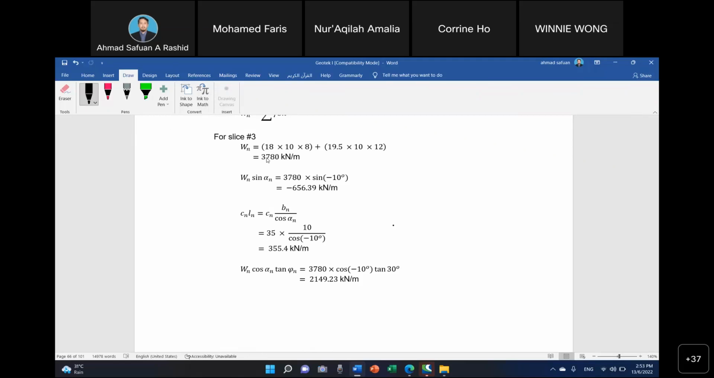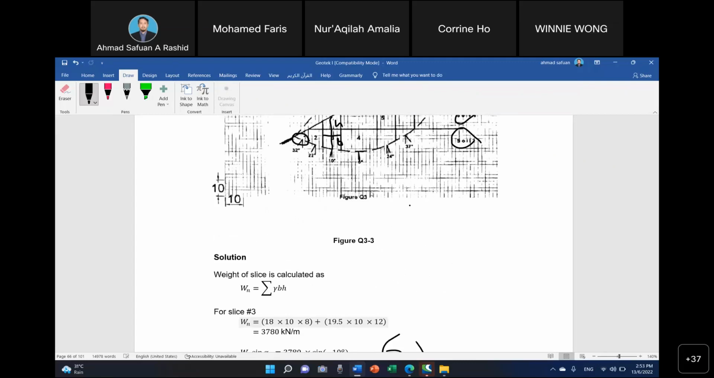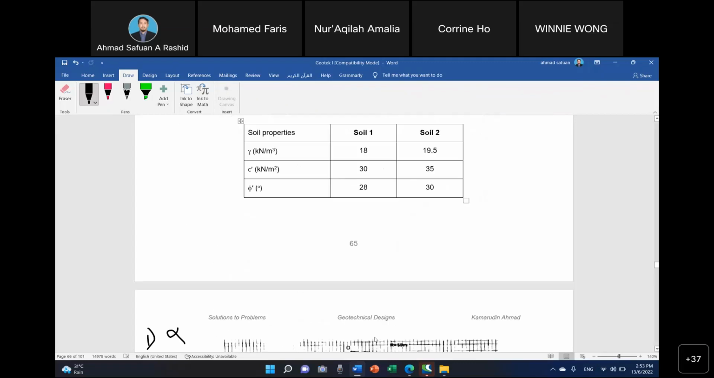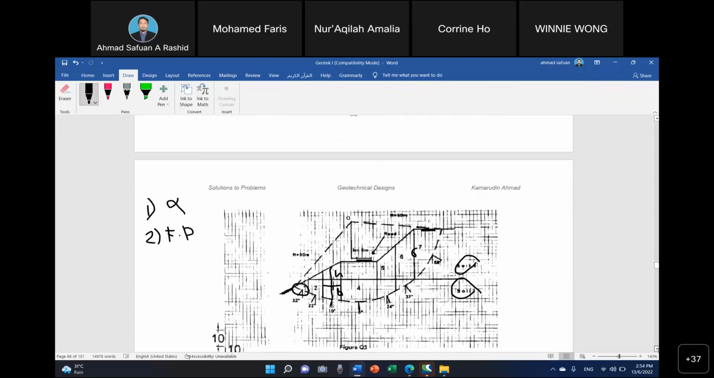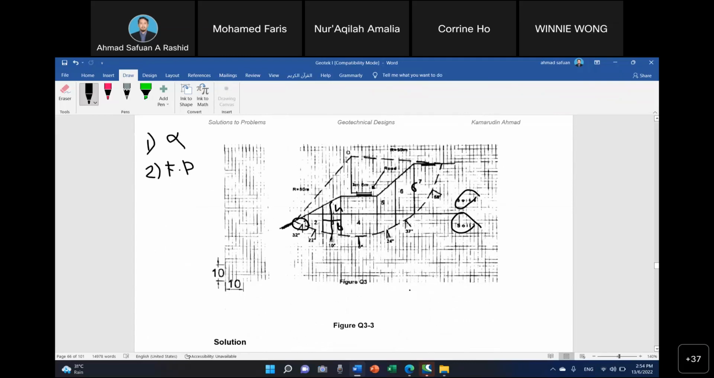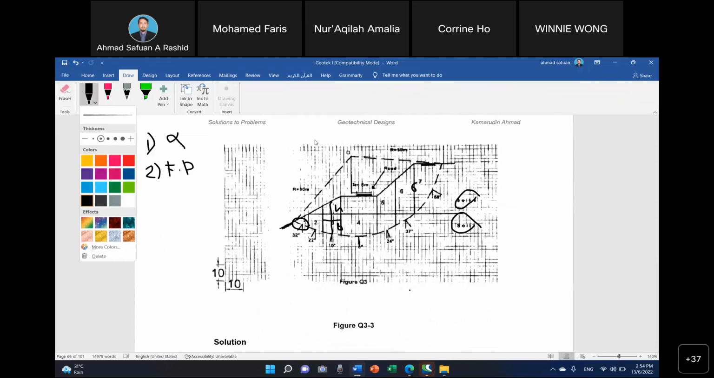Then we try to solve sub-equation number 3, while this is sub-equation number 1, sorry, this is 1, while this is sub-equation number 2. For sub-equation number 3, we have the sin alpha. The value is negative, as I told you before. If the alpha is located on the left, we consider it as negative.